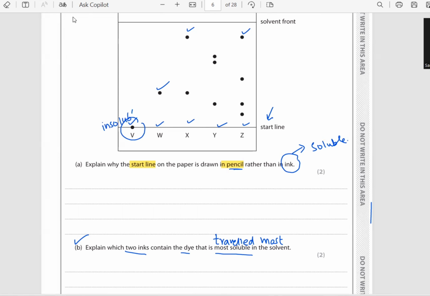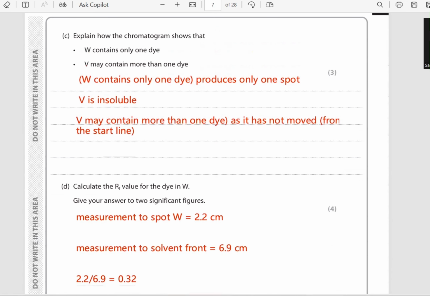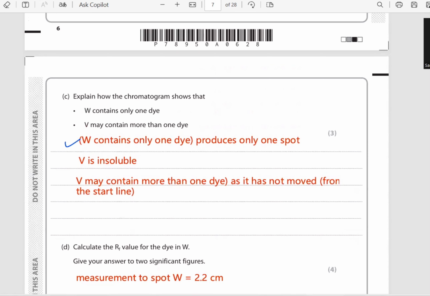You have to change the solvent to look up the results. So V may contain more than one dye or maybe one dye. It depends. V has not even traveled up. It means it is insoluble. So that's the right answer. Let's see the answer. W contains only one dye because it is producing only one spot. V is insoluble. It may contain more than one dye. It has not even moved from the start line. So we are not sure about the result.